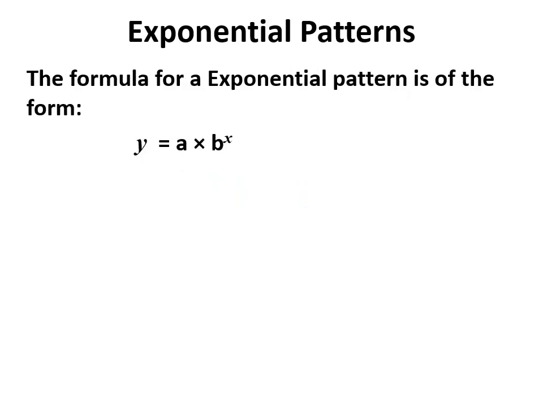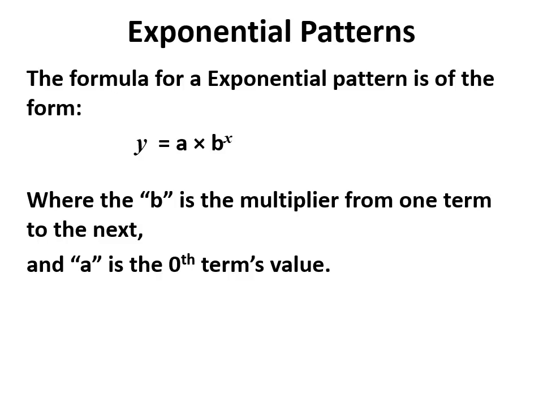So this is the base formula for any exponential pattern, and all exponential patterns can be written in the form of one number times the base to the power of x. The b is the multiplying portion, effectively the gradient part, and a is the zero term, so that's the same as when we do linear. We have a difference and a zero term, except this time it's multiplications, not additions.